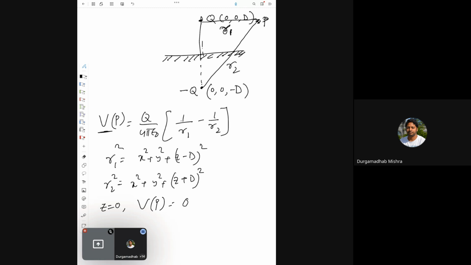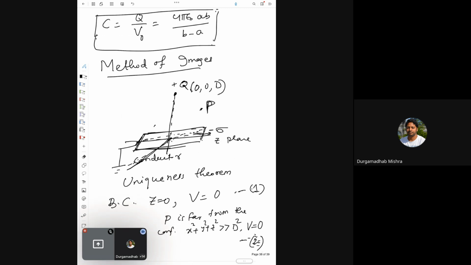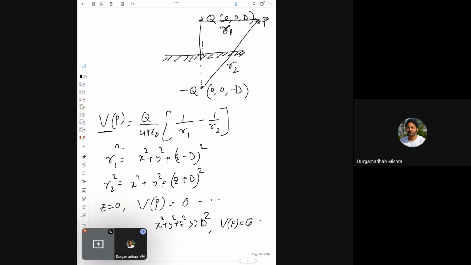And also, if I take the point far away from this configuration, where x squared plus y squared plus z squared is much greater than d squared, there Vp is also equal to 0. Now look at this boundary condition and look at the earlier boundary condition. They are exactly the same. V will be 0 when z is 0, and V will be 0 when the point is far away from the charge distribution.